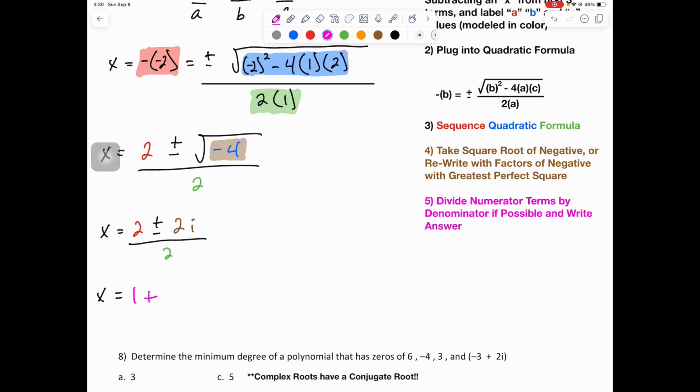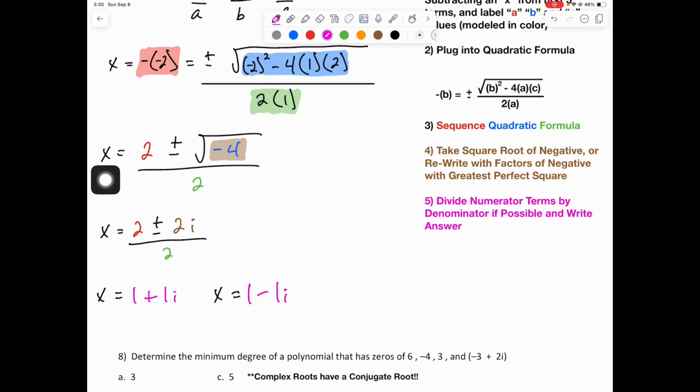Is 1 plus 2 divided by 2 is 1. Don't forget the i. And then we also have x equals, and then we will do the exact same. 2 divided by 2 is 1, except instead of plus, we'll just write it with a minus. 2 divided by 2 again is 1, and don't forget the i with it.